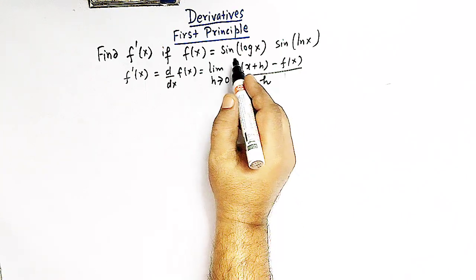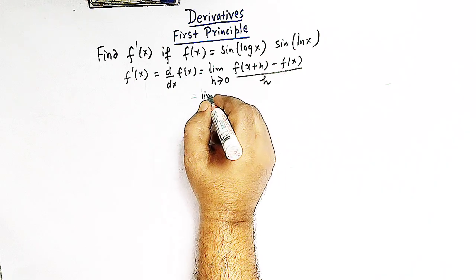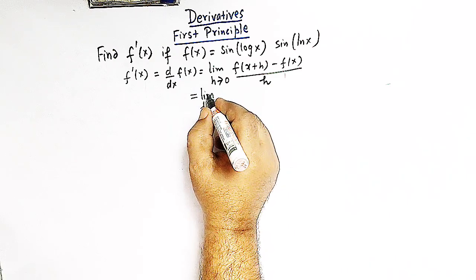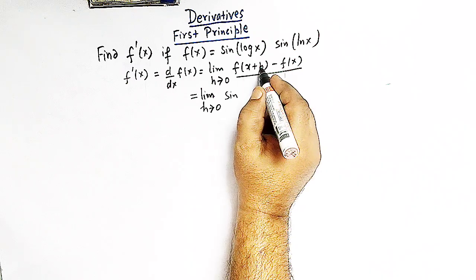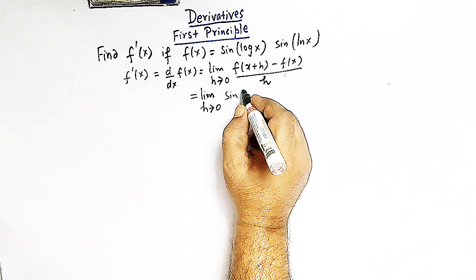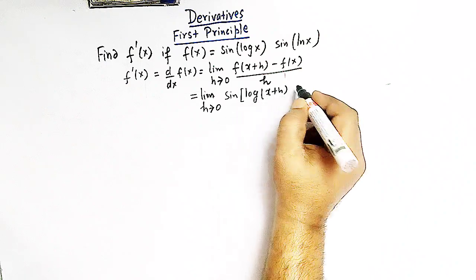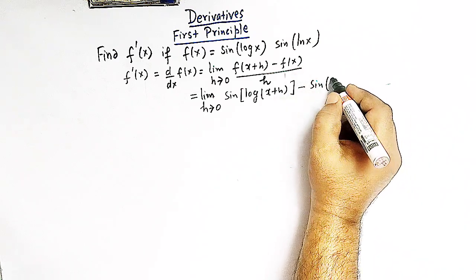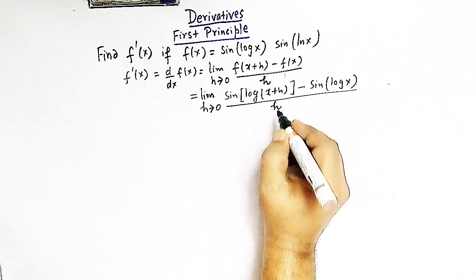So here the function is sine log of x. So what we will do, we'll write limit h tends to 0, and then we have f of x plus h. So f of x plus h can be obtained by replacing this x by x plus h. So we have sine of log of x plus h, and then we have f of x, that is sine of log of x, and in the denominator we have h.